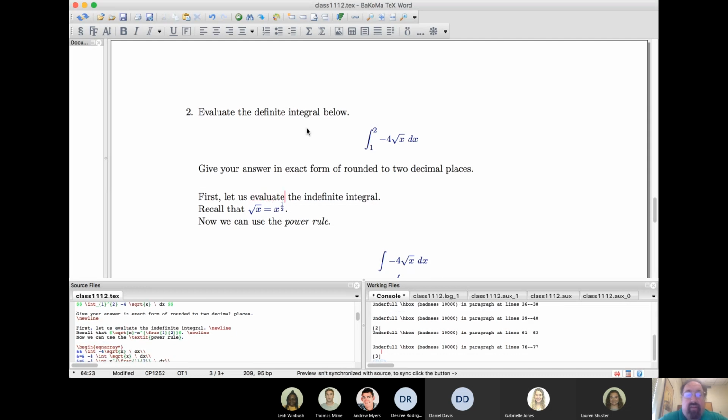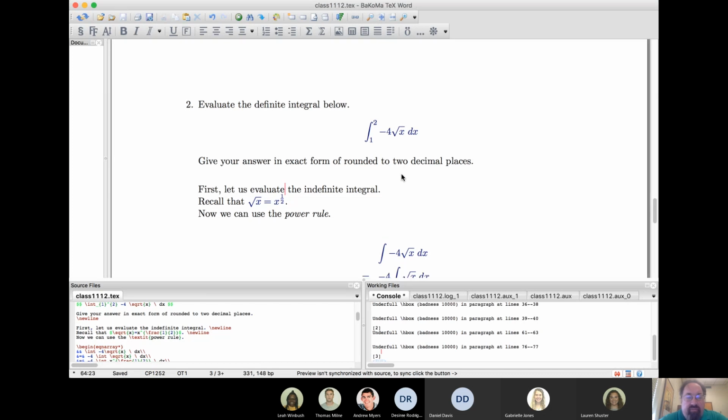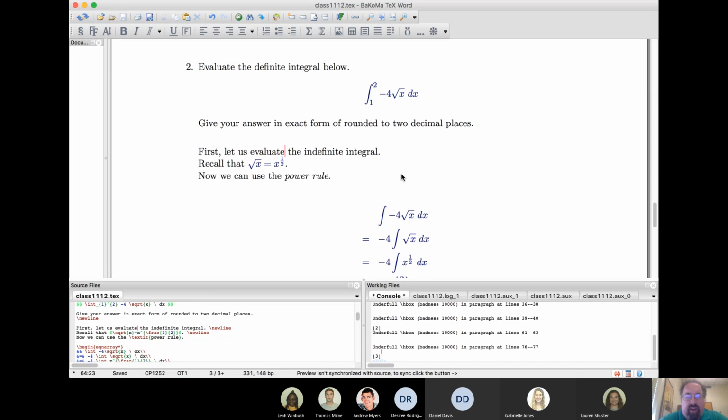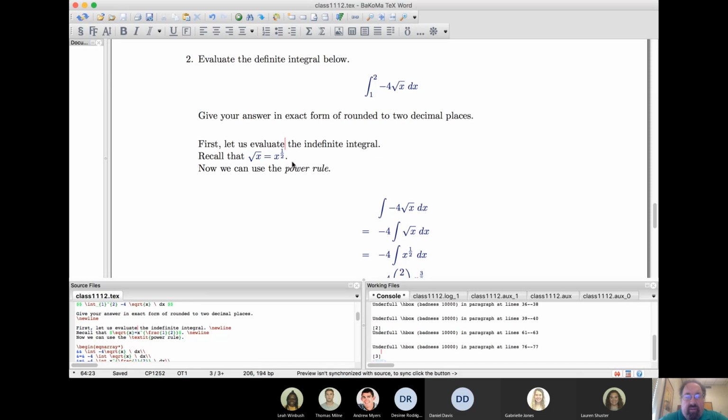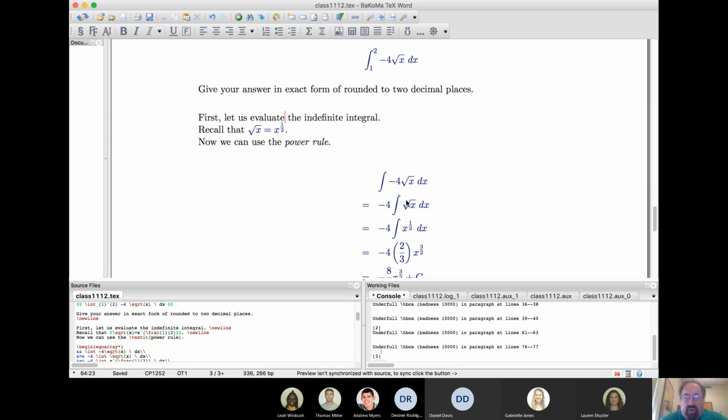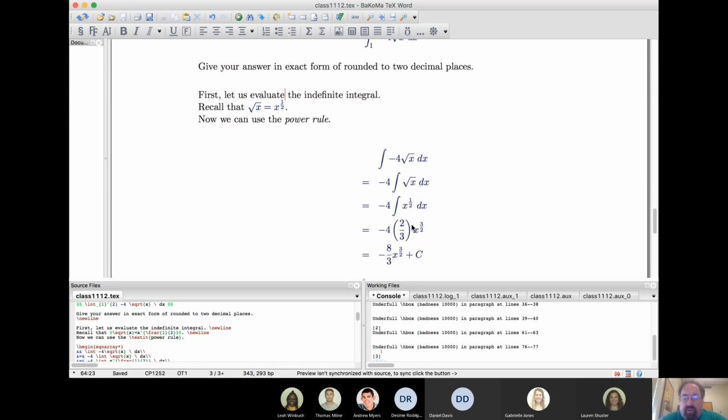All right. So here's our definite integral of minus 4 square root of x from 1 to 2. Now, square root of x is going to be positive, but then we have minus 4. So we should expect a negative final answer. Okay, so we're going to do the indefinite integral. So we go ahead and pull out the minus 4. And then square root of x is written as x to the 1/2 for purposes of applying the power rule.